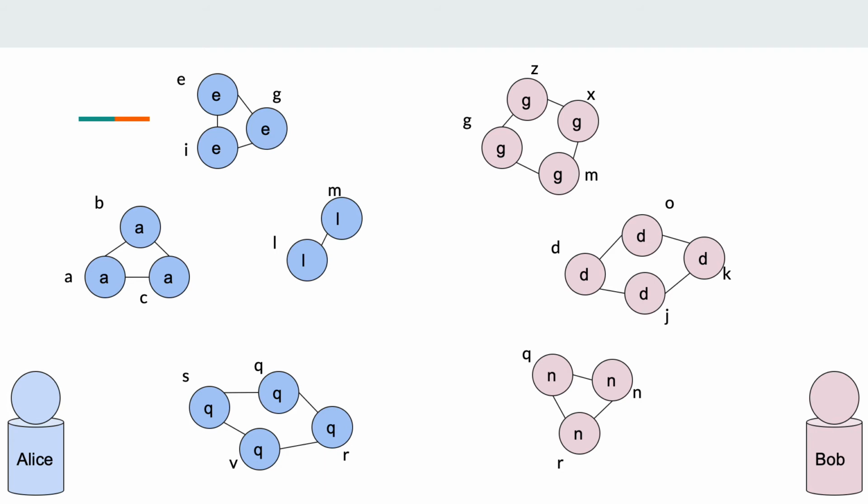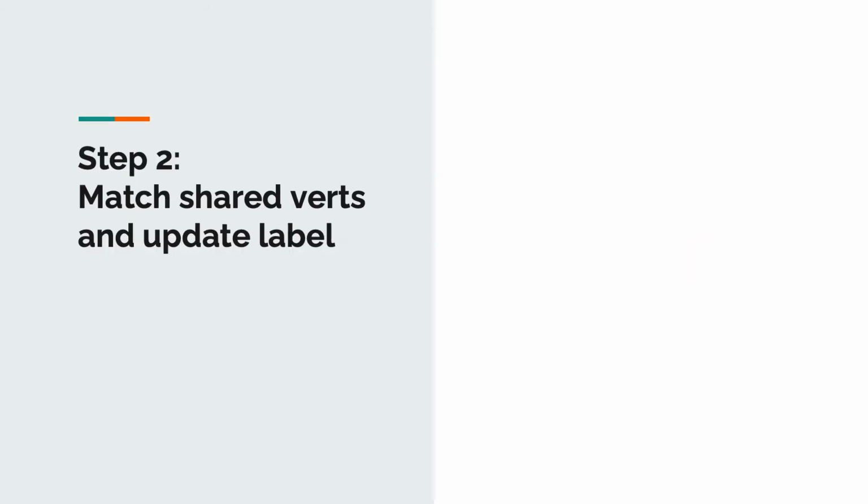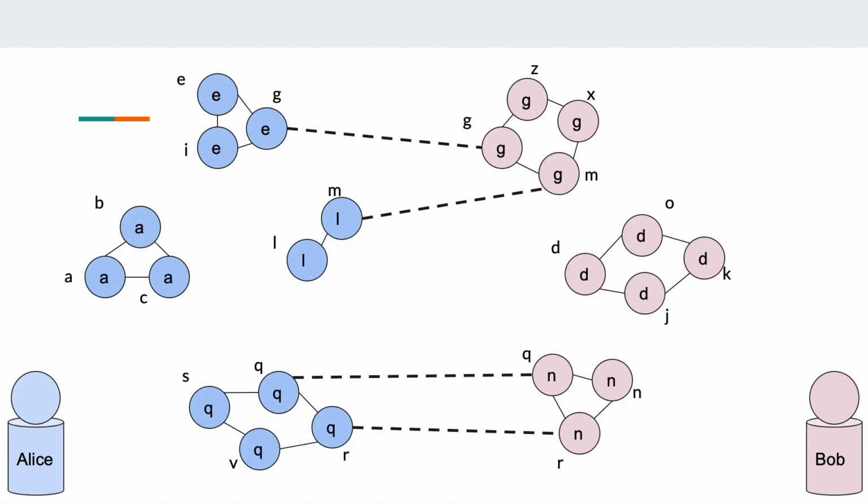You can see that after a percolation step, every vertex in a distinct component in either party's local graph has been updated to have the same label. In the next step, called the matching step, the two parties compare and update the labels of the vertices that are in the intersection of the two graphs. In this diagram, we connect Alice's and Bob's graphs via dotted lines, where on each side of the dotted line is a vertex that is in the intersection of the two graphs.